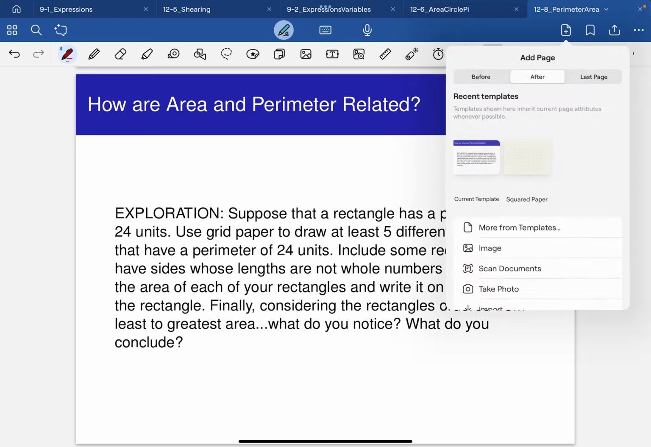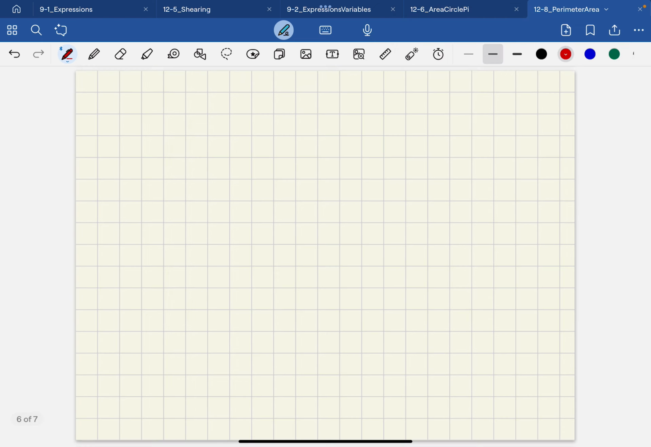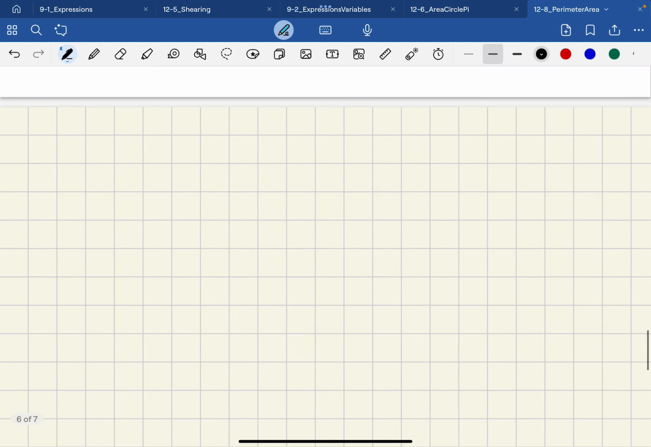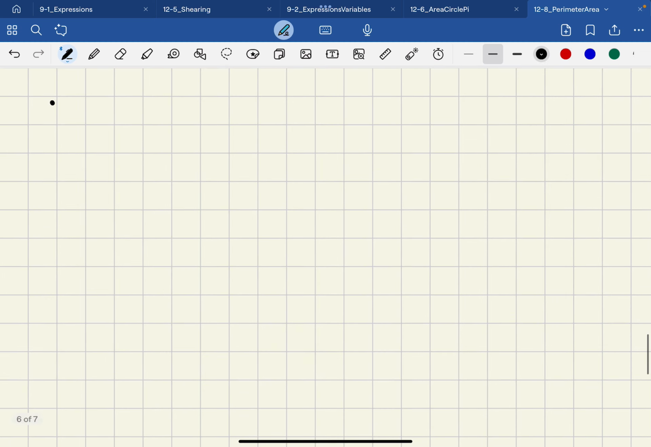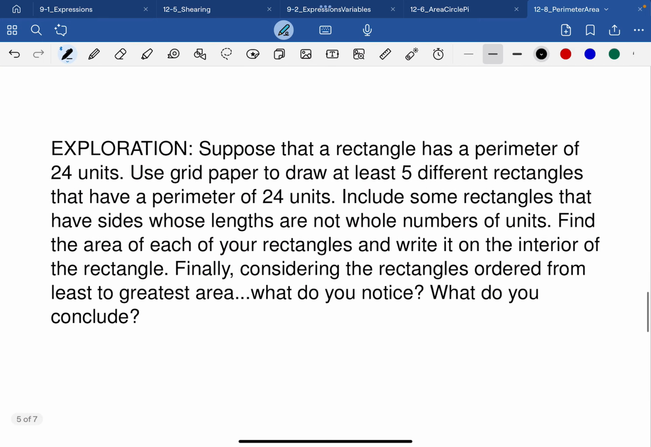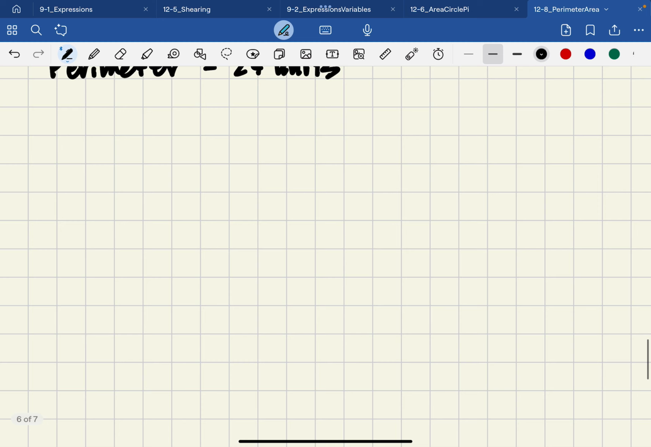So let me just do a couple just to make sure everybody's on track here. We're given that the perimeter of all of these rectangles is 24 units. I want you to draw at least 5. So I'll draw 1, for example. I could draw 1, 2, 3, 4 by 6, 1, 2, 3, 4, 5, 6.